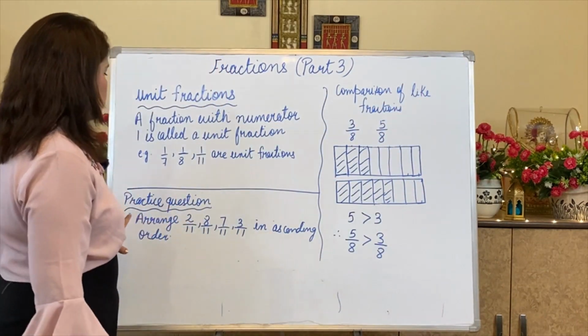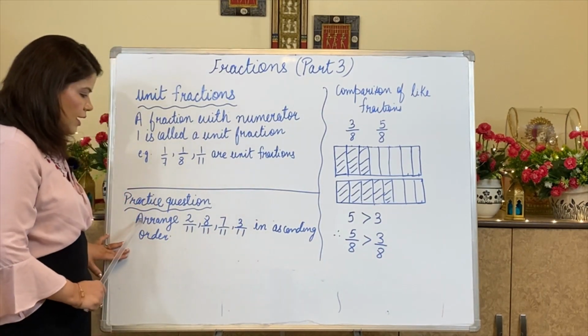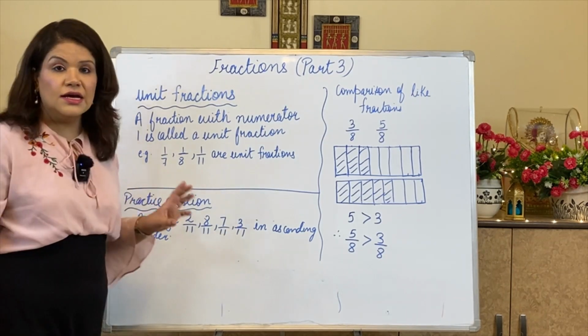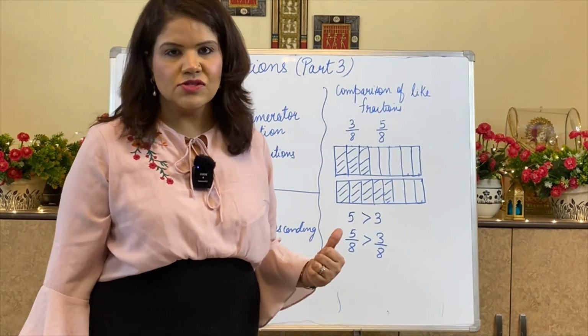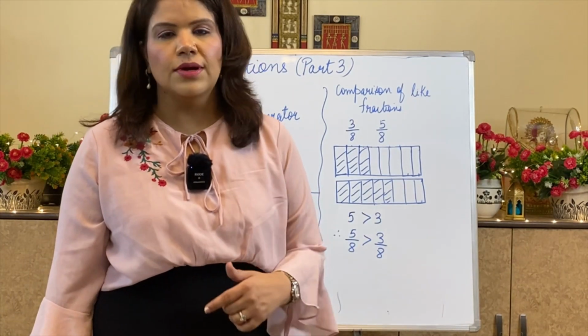So I am giving you one practice question for this session. Arrange 2 by 11, 8 by 11, 7 by 11, 3 by 11 in ascending order. You will try this question. If you have doubts, I will take them in my next video, and you can leave them in the comments below.